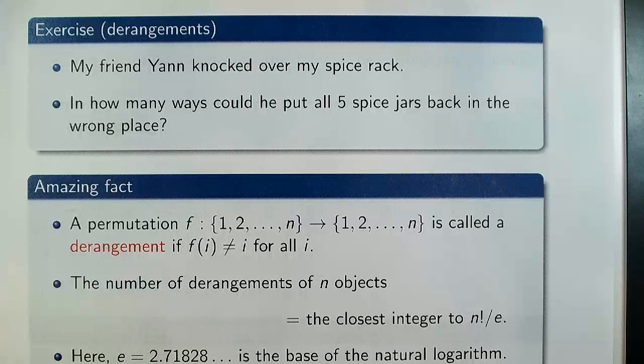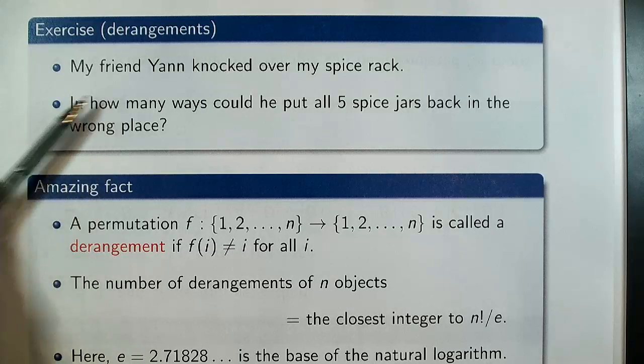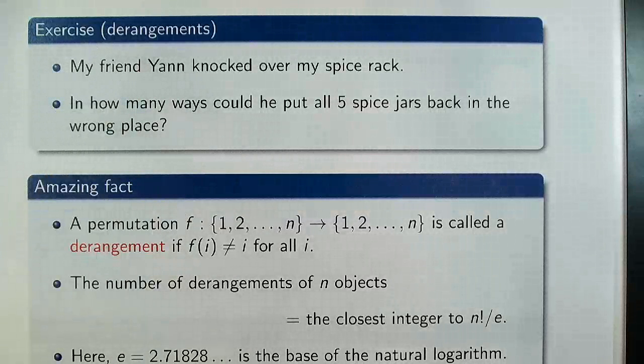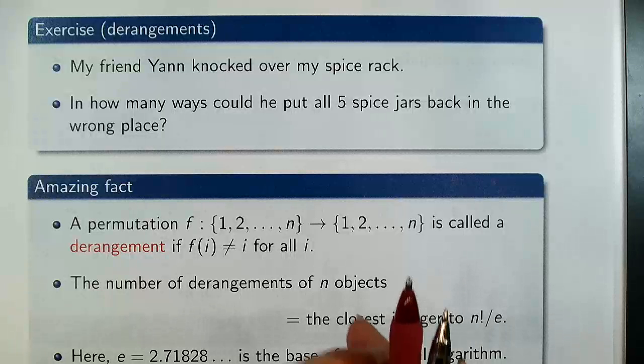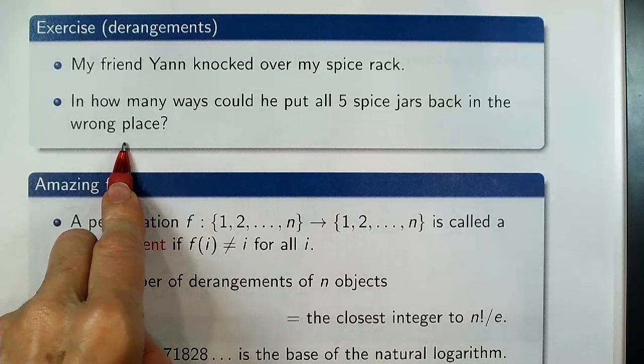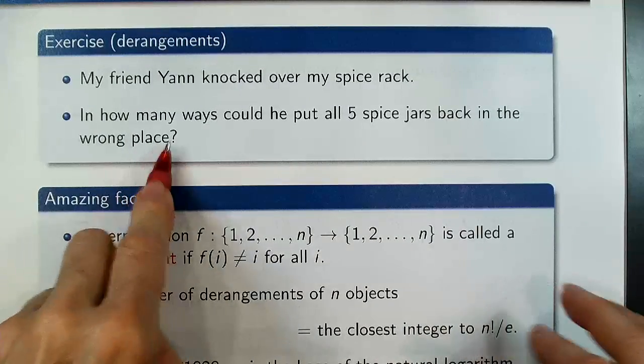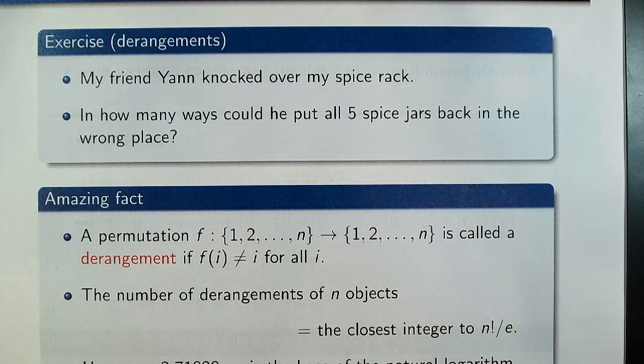Okay. A derangement of something is where you reorder them, but nothing is where it was. So here's a question about derangements. My friend Yan knocked over my spice rack, and let's say Yan then put all the jars back in the spice rack, but so that every single jar was in the wrong place. The number of ways of doing that is the number of derangements. A derangement of something means that everything has moved. Nothing is where it was before.